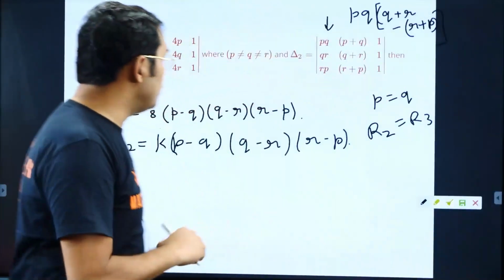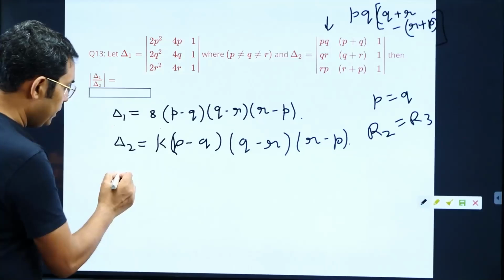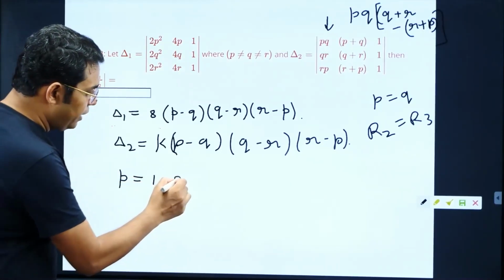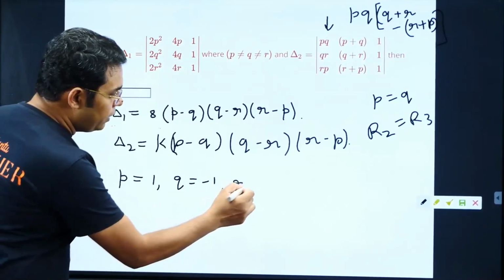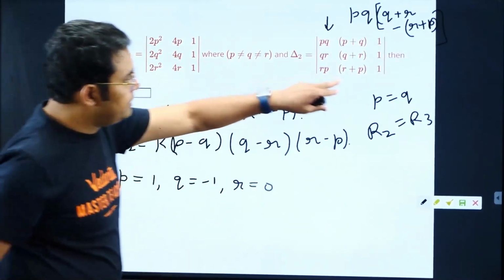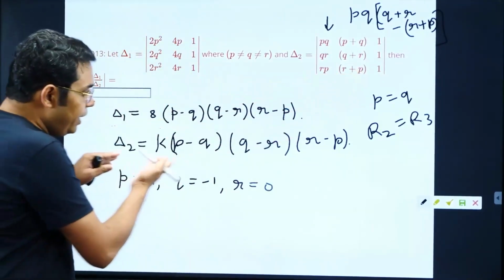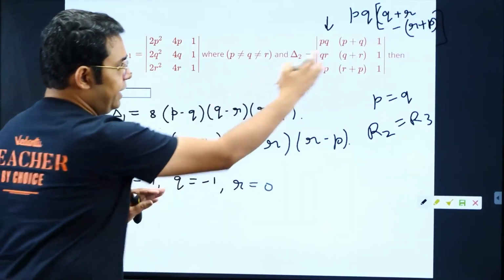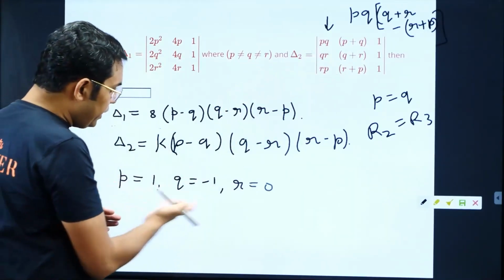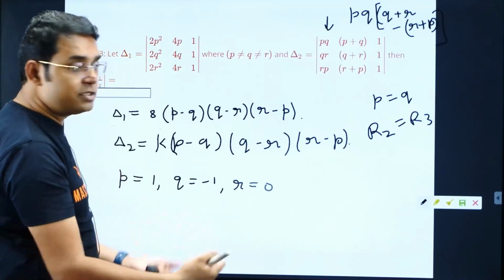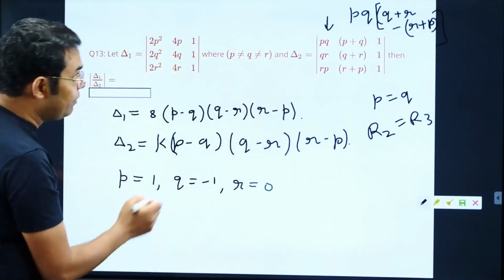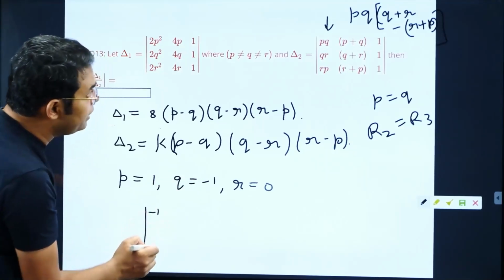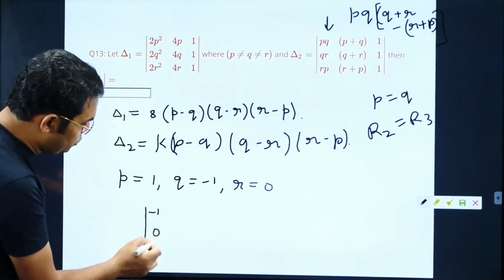Now to find this constant, we take some special values of P, Q and R. Maybe P can be taken as 1, Q as minus 1 and R equal to 0, because this determinant will be equal to this expression for all values of P, Q, R, because it's kind of an identity. So putting any particular value will also give you the same value of K. So this determinant will become, if you put P as 1, Q as minus 1, minus 1 here, and the remaining 2 will be 0, 0 here.